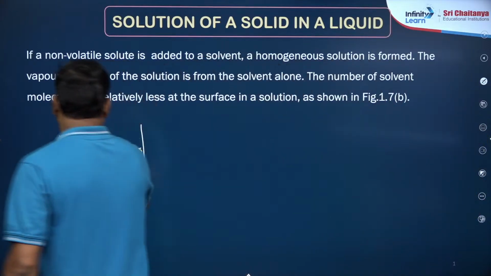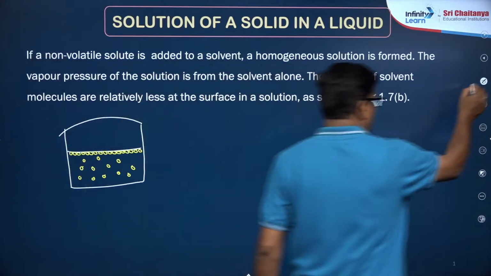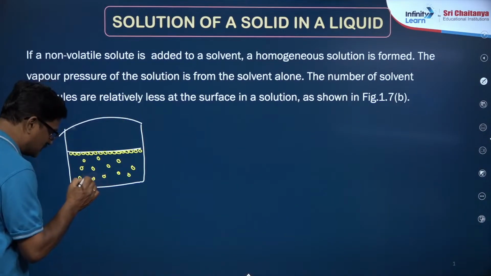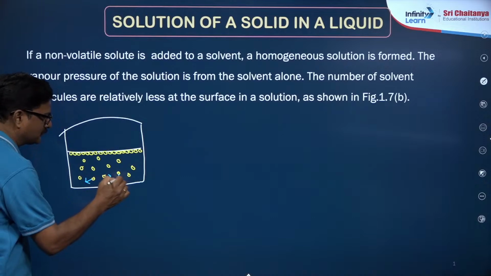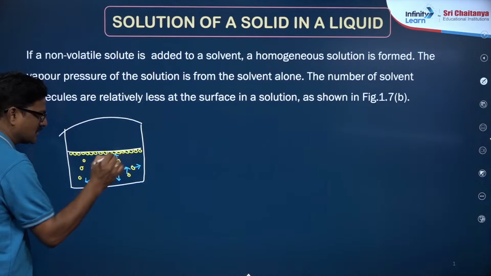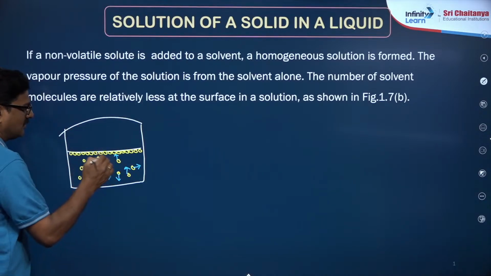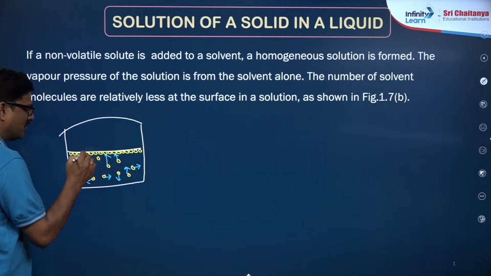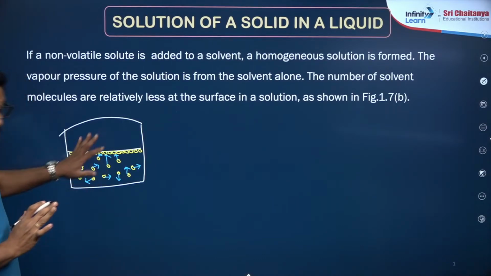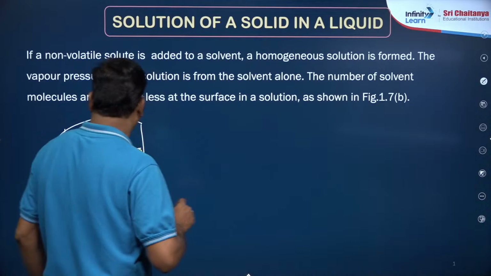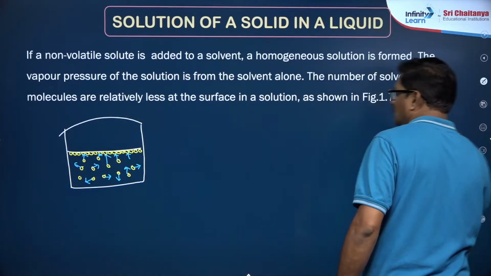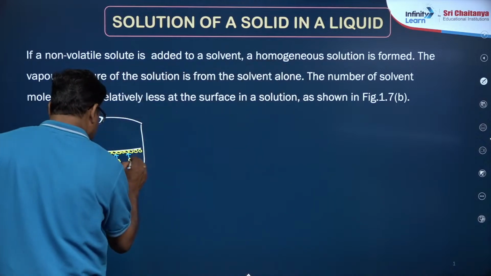A lid is placed. According to kinetic theory, these molecules are in random zigzag motion. When this molecule makes a collision, it is going to be evaporated. So evaporation takes place in that way. Are you able to understand? The evaporating molecules' tendency is more, so you will be having the vapors like this.